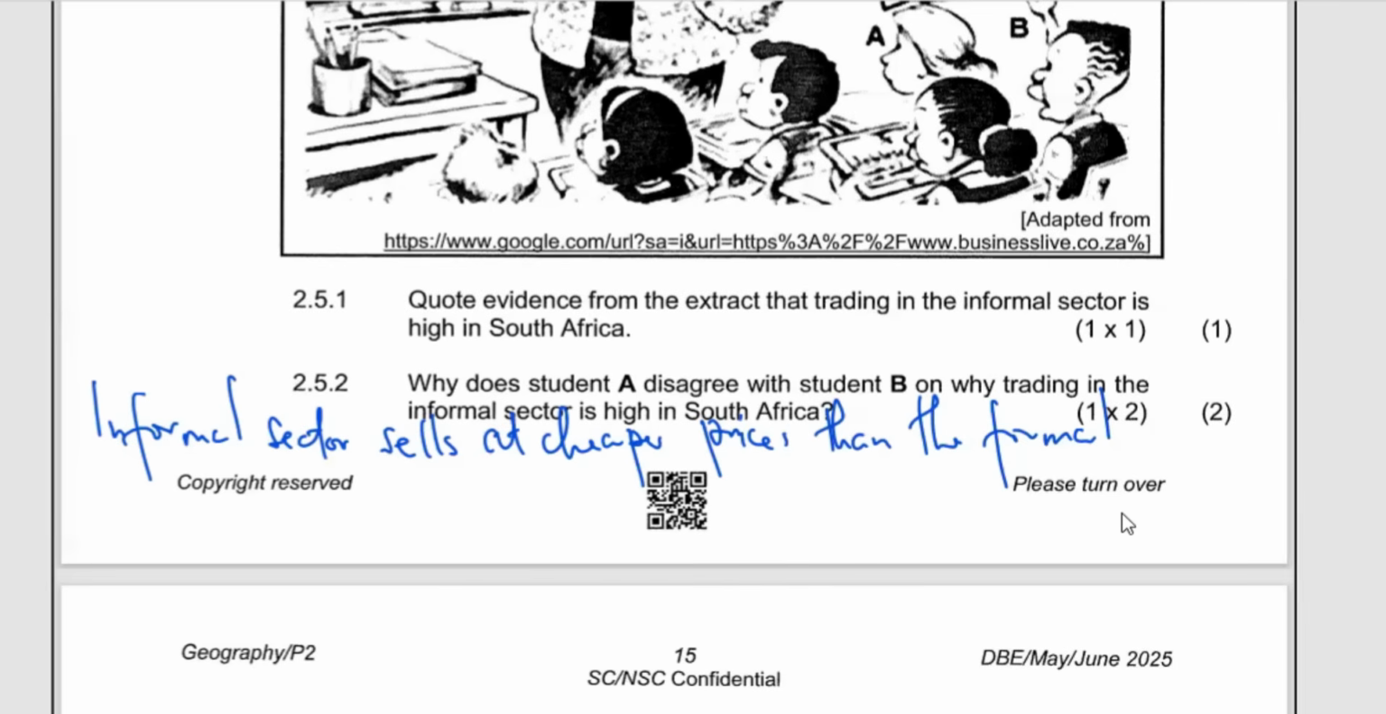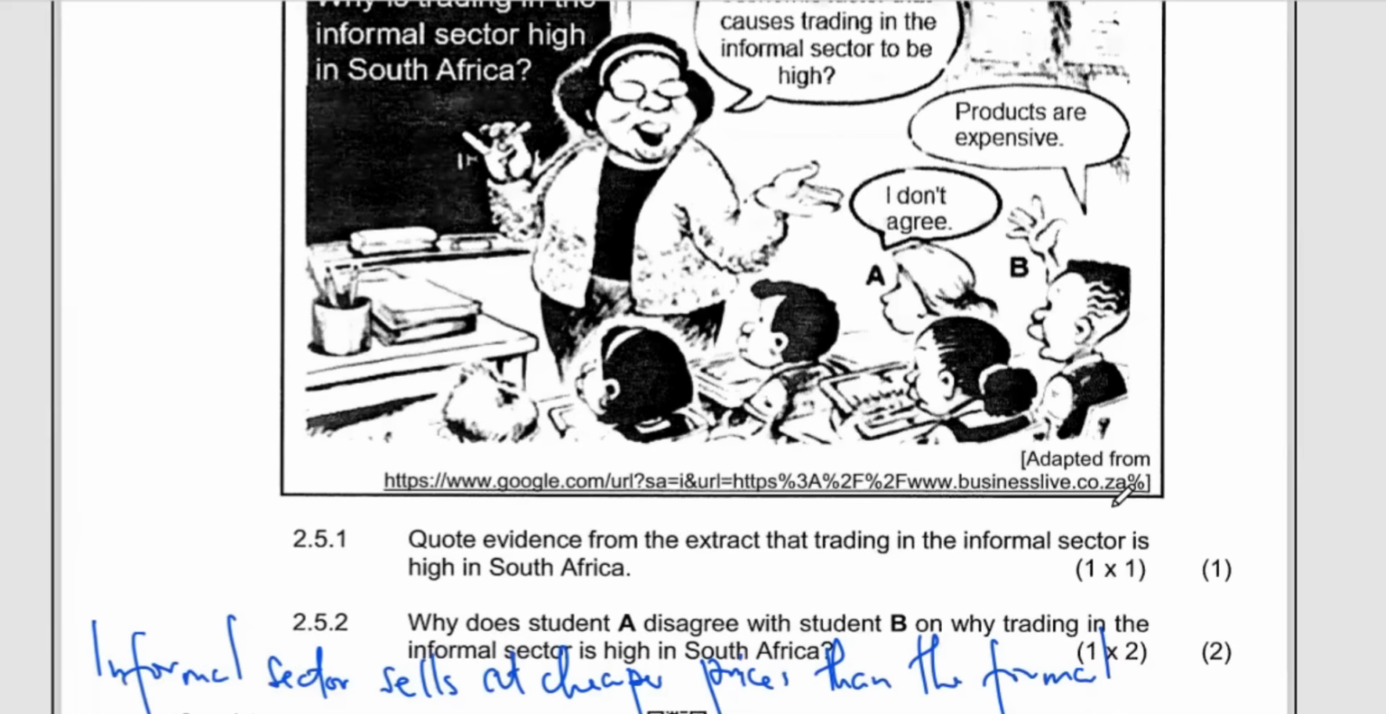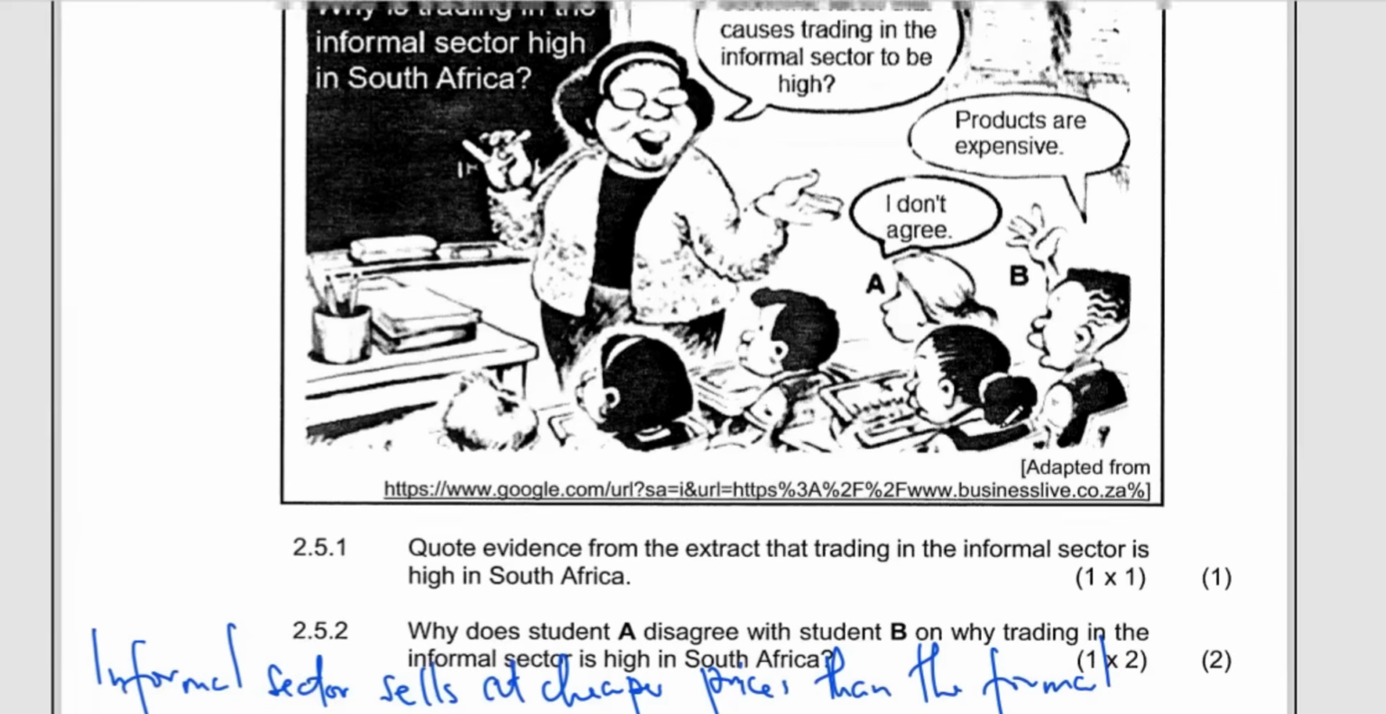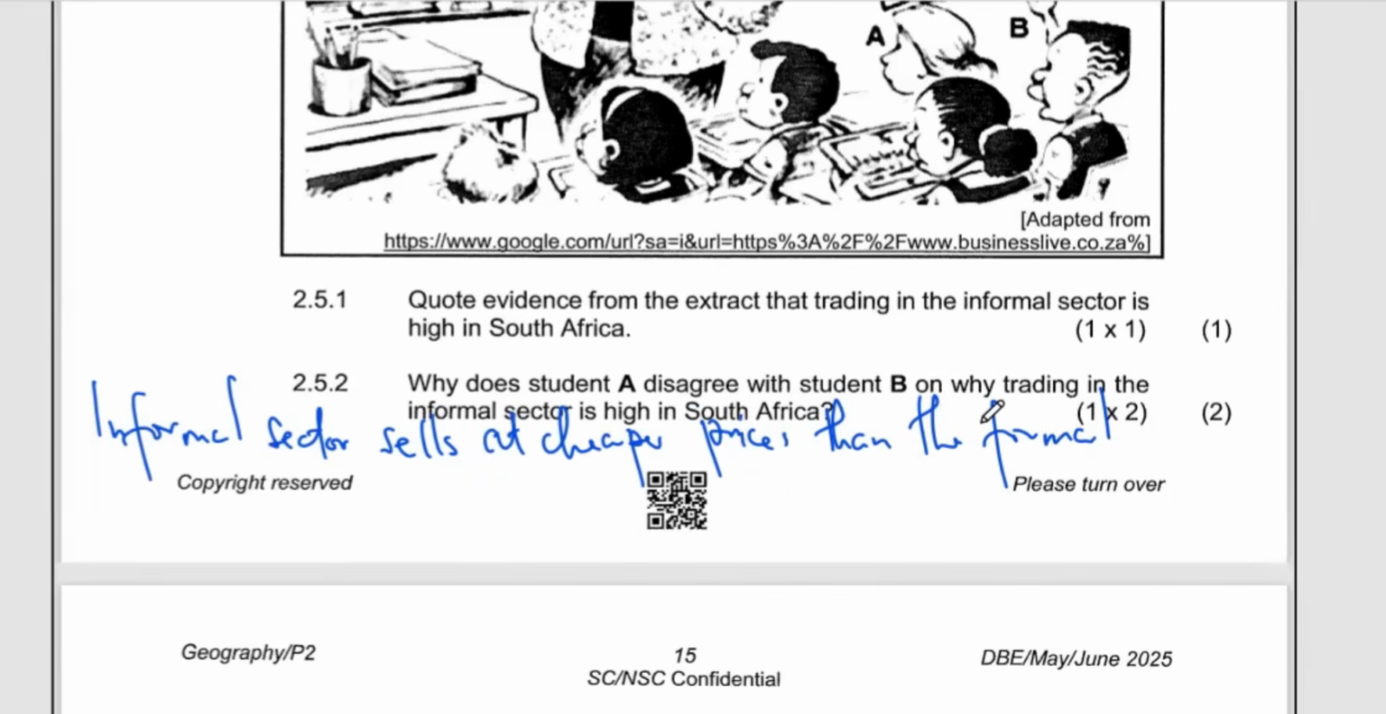And so for those reasons, they are able to supply the products at a cheaper price compared to the formal market. So this learner A, who is disagreeing, is actually disagreeing with a justified fact. Right. We move on to the next question.